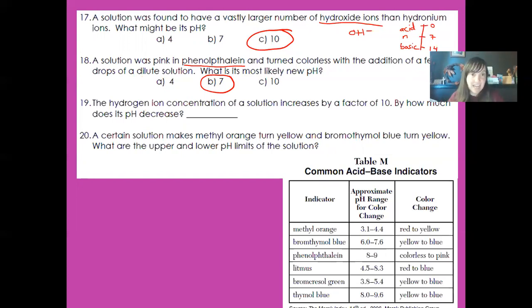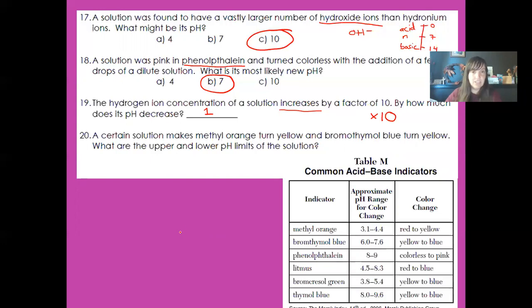Okay, 19, the hydrogen ion concentration of a solution increases by a factor of 10. By how much does its pH decrease? So every change on the pH scale is a times 10 change in hydrogen ions. So its pH will decrease by just 1.